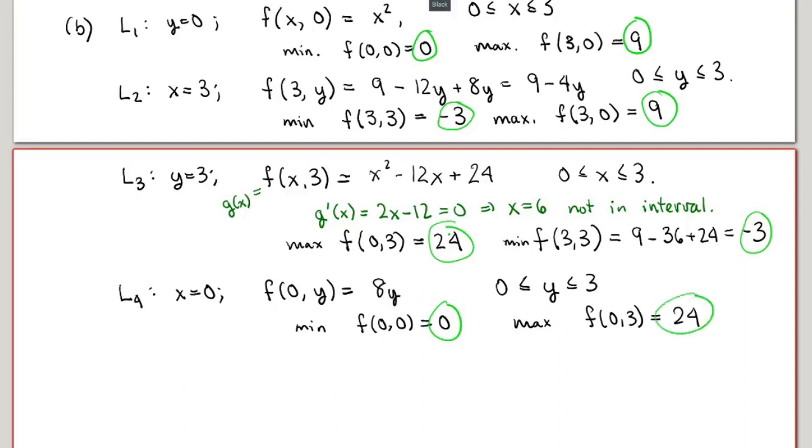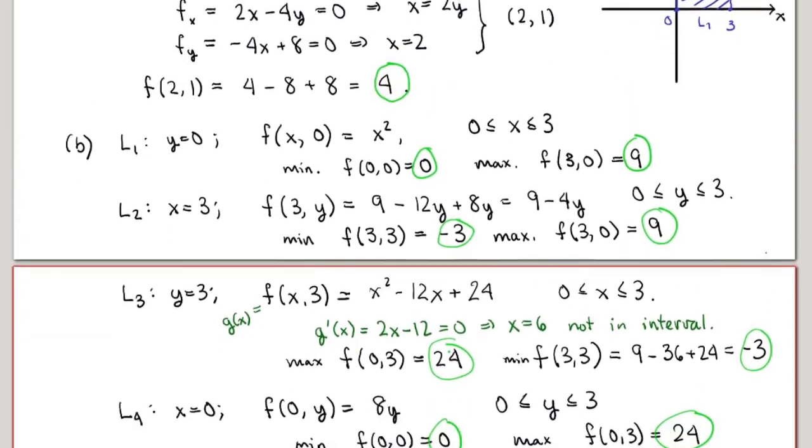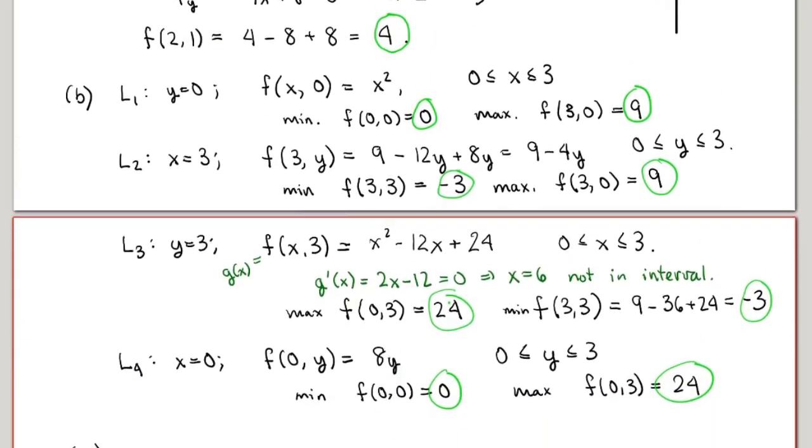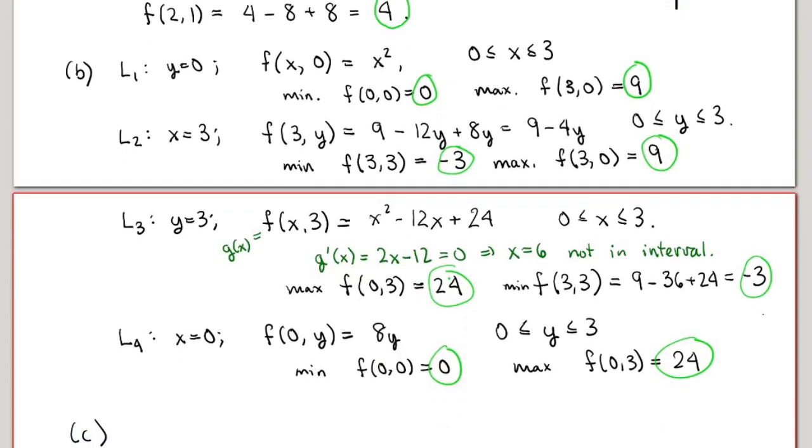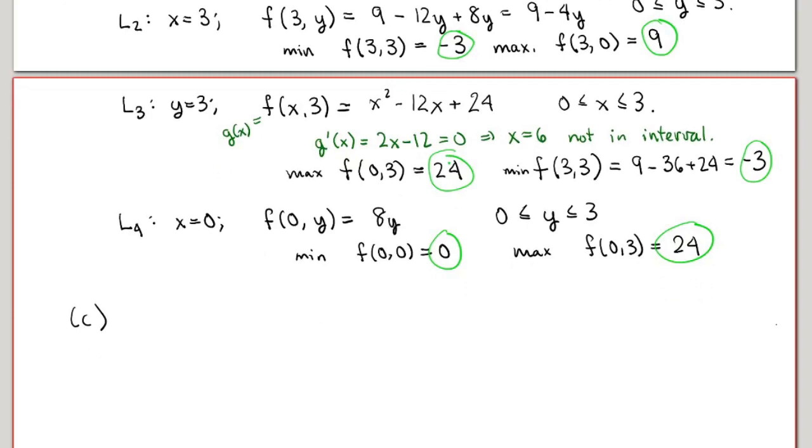All right, and then I can just take all of these values together and compare. So if you look at all these values, there's 4, 0, 9, 9, 9, this is the same point, minus 3, this is the same point, 24, this is the same point, and 0 is the same as there. So the largest of all of them is 24, and the smallest is minus 3. So I've found the absolute minimum and maximum values.